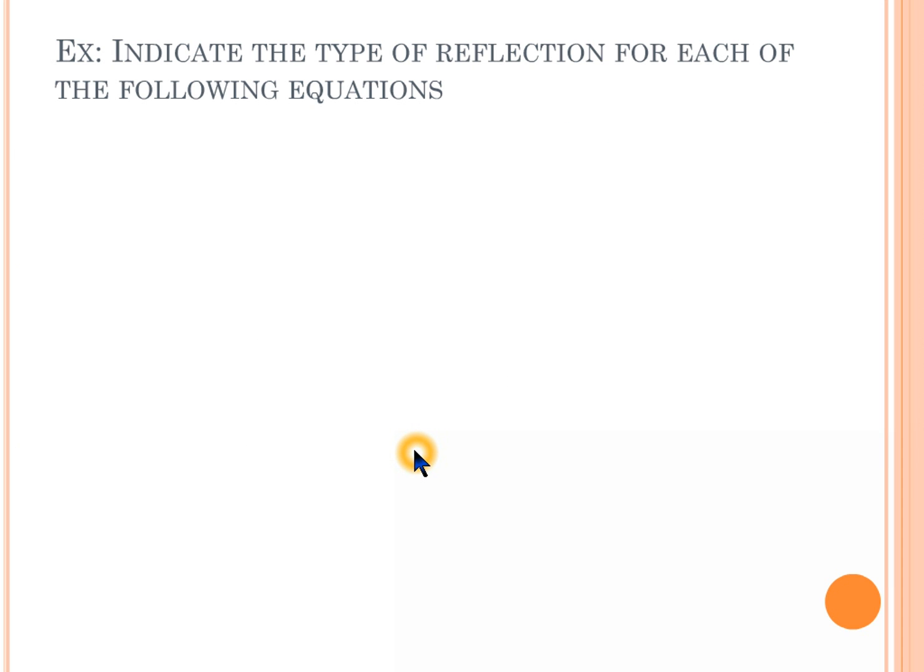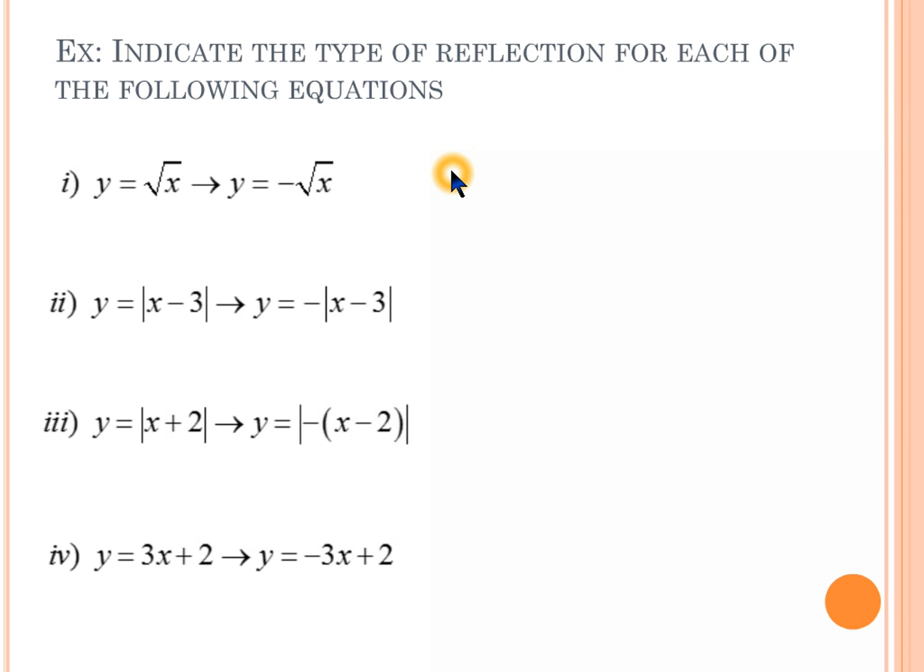All right, let's look at a few practice problems now. Indicate the type of reflection for each of the following equations. So I have 4 examples here, 1, 2, 3, and 4. For my first example, I have y equals the square root of x, and now it's being transformed into y equals the negative square root of x. So what kind of reflection is this?